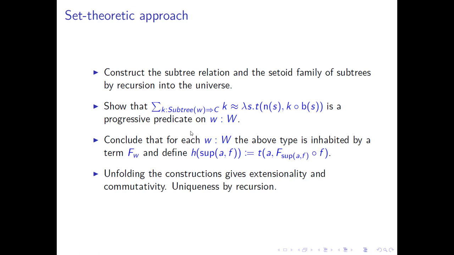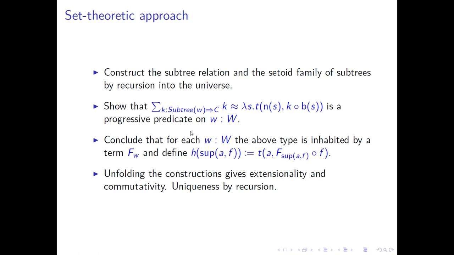So you want to show that this relation on W is progressive, so that you can conclude that for each W this type here is inhabited by some term of this, and then you define the general function out of W by using the same technique, and then you unfold all the constructions to prove that the function you define in this way is extensional and that makes the square commute.